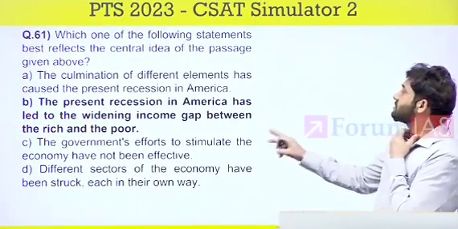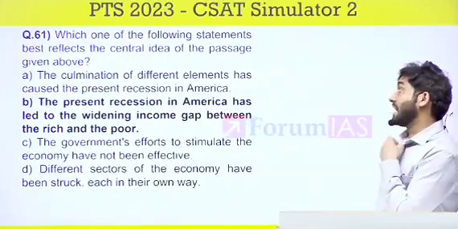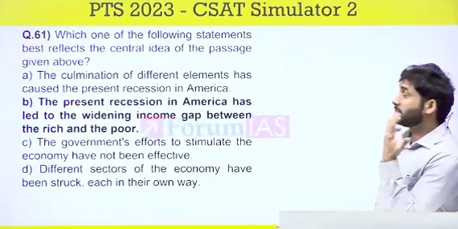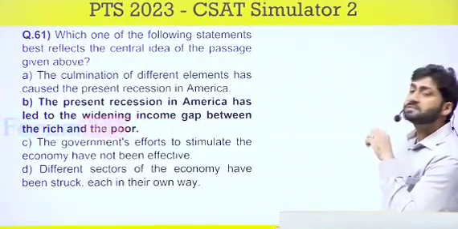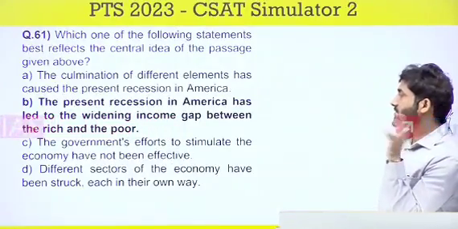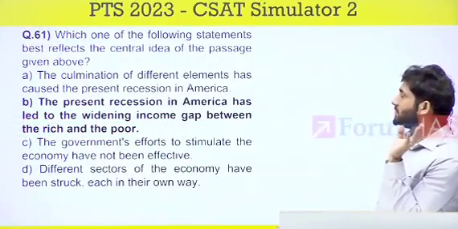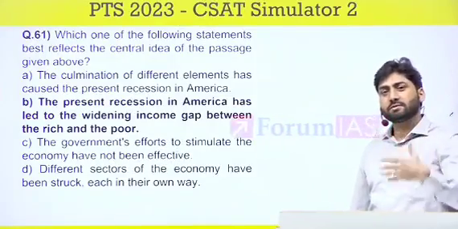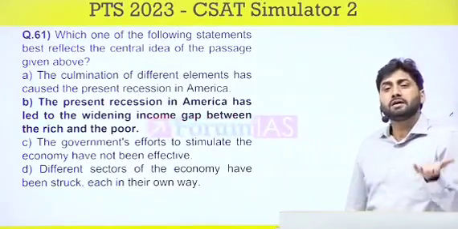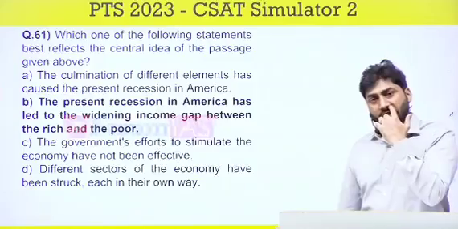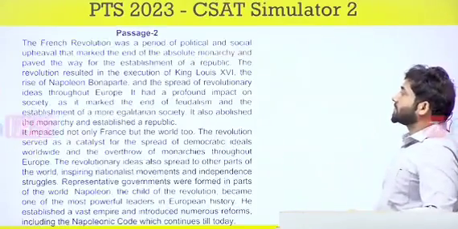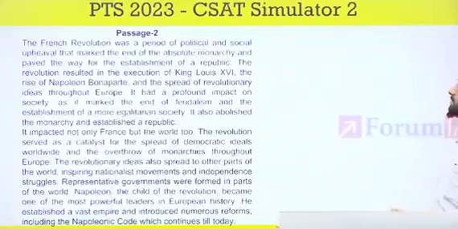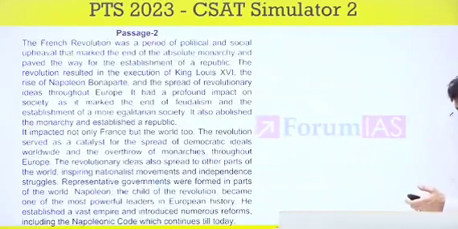So the present recession in America has led to the widening income gap between the rich and poor. That is the prevalent idea. That's the most important idea, the central idea. Others are just supporting details. So that is how you have to eliminate. The prevalent one, the most important one, that's what will be the central idea, central theme, main idea, main point, main theme. Others will be supporting details. Now, next, the French Revolution. We'll do the next one.